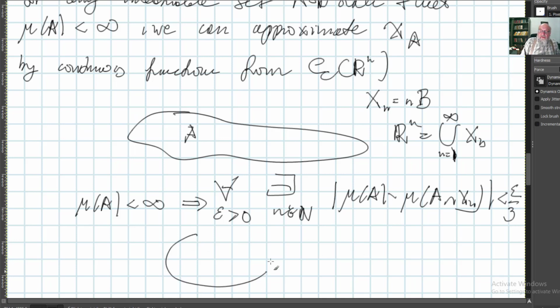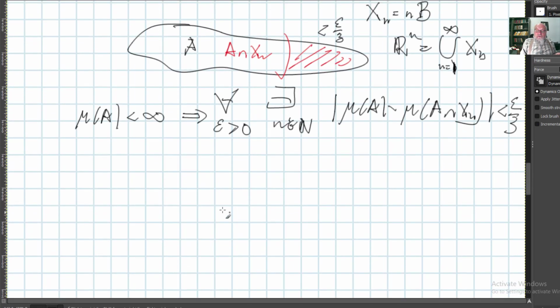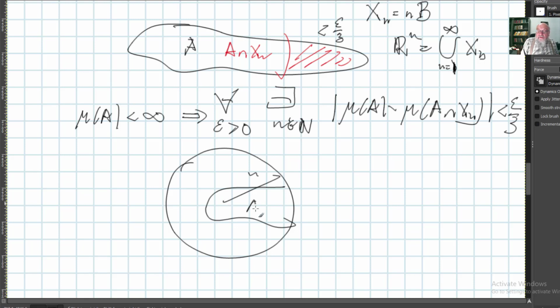So that means, maybe go back to the previous set. I take this as my set A intersection X_n, and this is the remaining portion. That means that the measure of this remaining portion is smaller than epsilon over 3. And now if you take this ball, this is my big ball of radius n, it's a compact set. Now you have the set A sitting there. This is my set A, and this is my set A intersection with X_n.